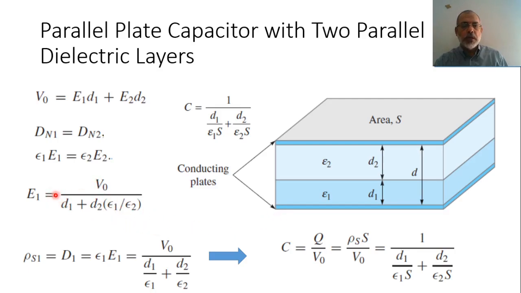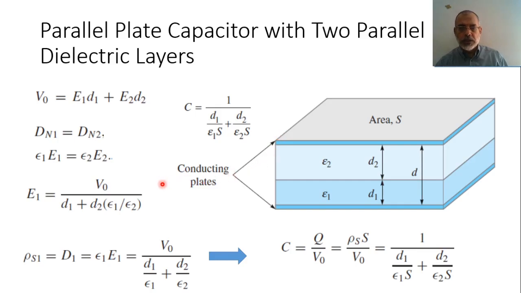We have multiplied by epsilon 1 here, so we can make the denominator as the denominator of the denominator: V naught over D1 over epsilon 1 plus D2 over epsilon 2. Okay. This actually is the surface charge density in the lower plate. And actually, it is the same as the surface charge density on the upper plate.